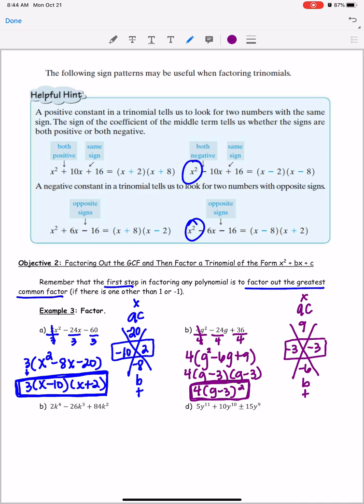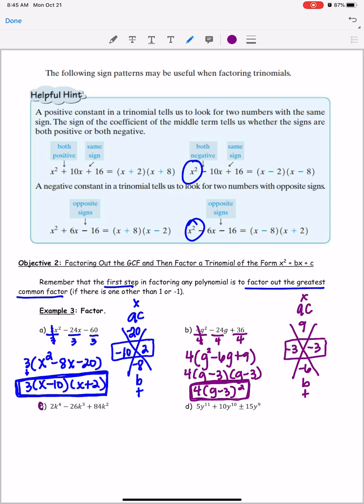Now, with A and B, notice we only have a GCF of a number. I couldn't take out an x in this one because this 60 has no x. I couldn't take out a g in this one because this last one had no g. But when you look at C and D, notice you have a K and a K. You have a Y and a Y. Because they all have a variable, we're going to have a GCF with a variable in it as well.